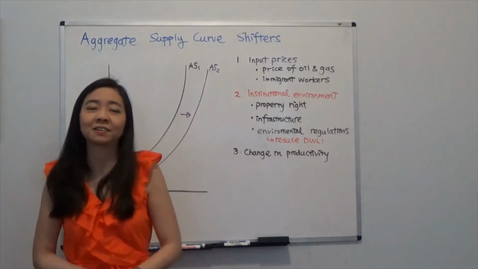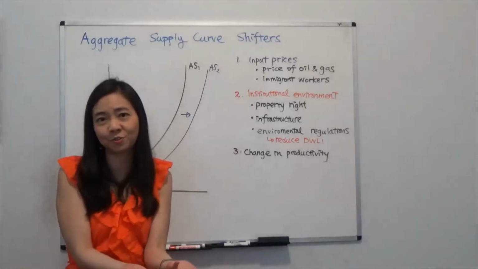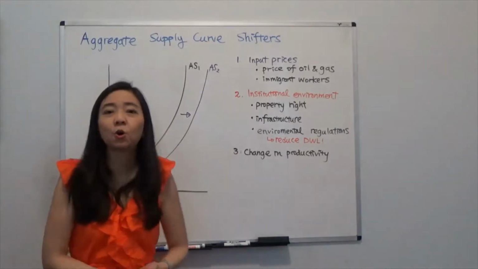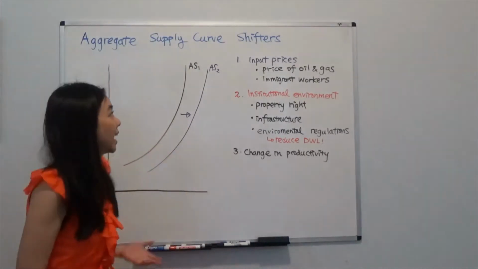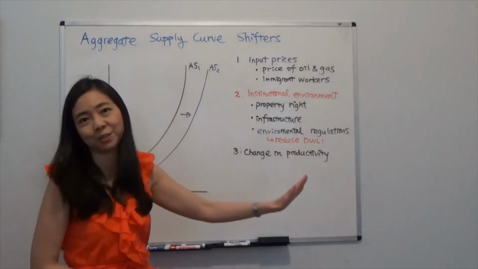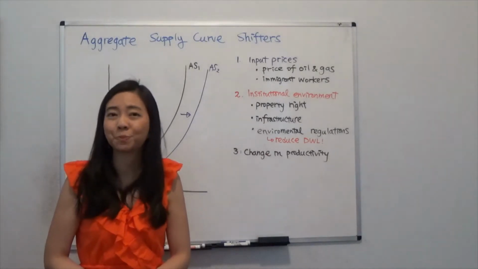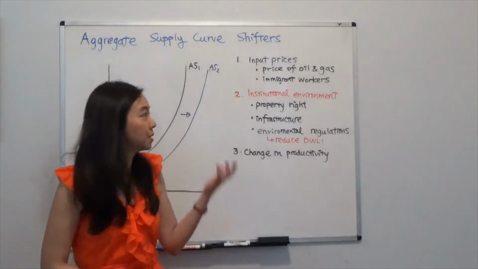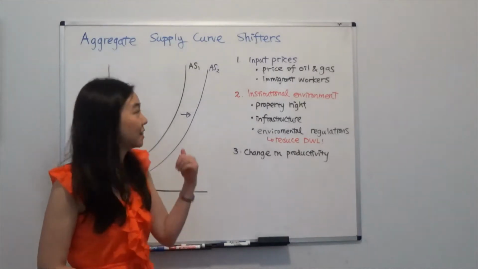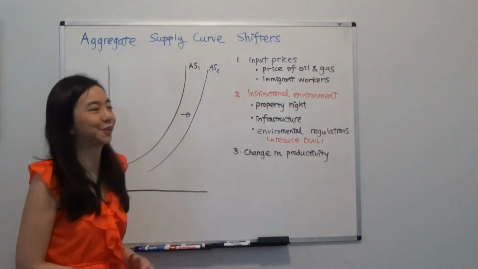So think about this, the price of oil and gas. We use that to produce a lot of goods and services. So if the price of oil and gas goes down, then that is going to cause our aggregate supply curve to shift to the right. And remember, in the 70s there was an oil embargo, and at that time the oil and gas price went up, and therefore at that time the aggregate supply curve shifted to the left.